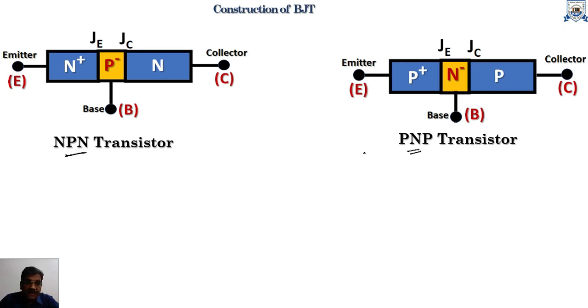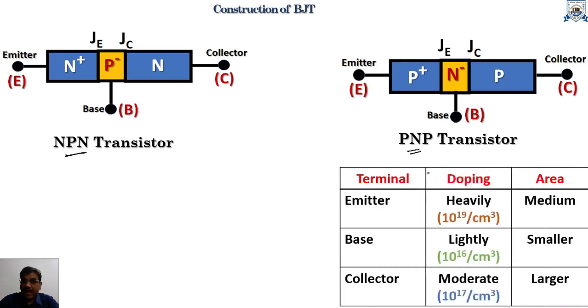The emitter is placed on one side of the transistor. This region provides the charge carriers, either electrons or holes, to the base and collector. The emitter region is heavily doped in nature and medium in area. The base region is lightly doped in nature and smaller in area. The physical size of the collector region is larger and the doping concentration is moderate. That means the doping concentration of the collector is in between the base and the emitter.